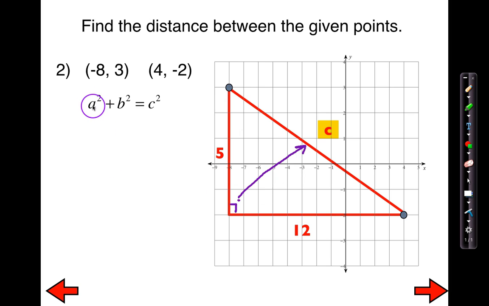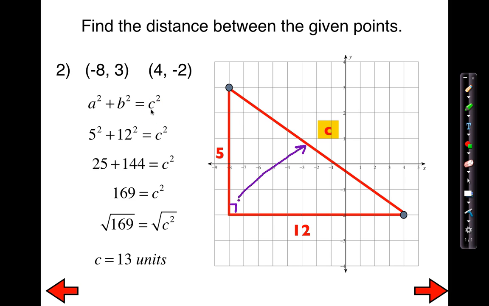I'm going to plug it into my formula for the Pythagorean theorem, and I should be left with 13 units. Okay, so this is essentially 13. So notice when you don't have a unit, you can always use the word units as your final answer for the units. Okay, now moving on.